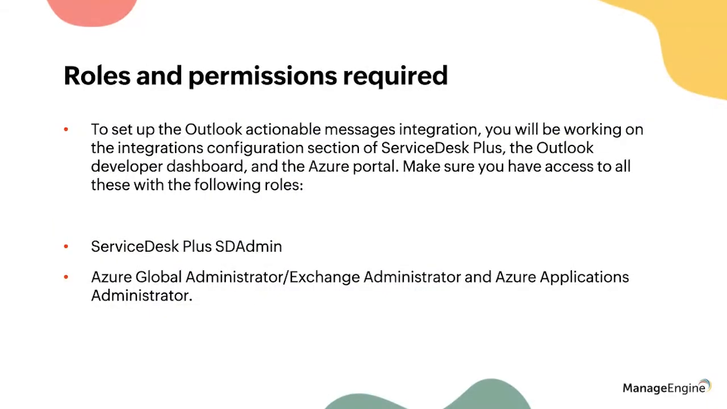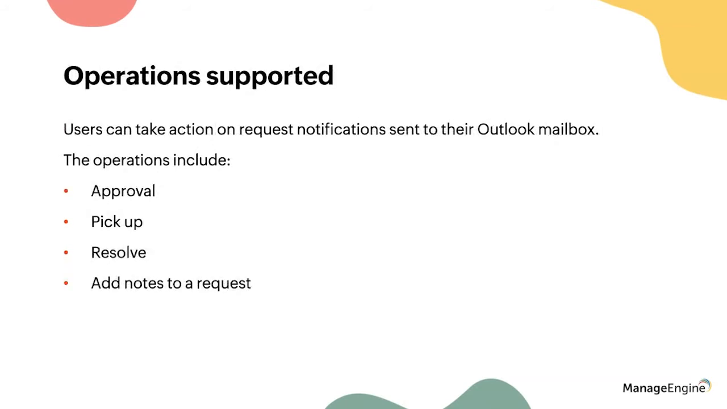So to set up this integration, again, you need the SD admin role and the Azure Global Administrator role. This is really important. You need to have these roles to ensure that you can configure and set up this integration. So these are the operations that are supported for actionable messages for Outlook. You have approval, you can pick up tickets, you can resolve tickets, and you can also add notes to requests right from within the actionable messages for Outlook.